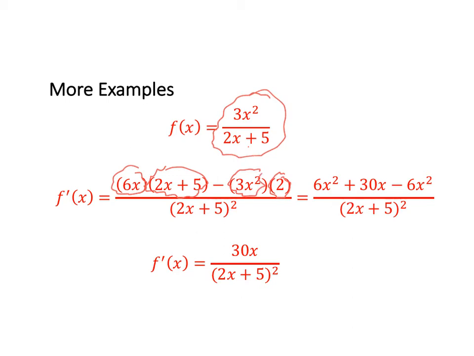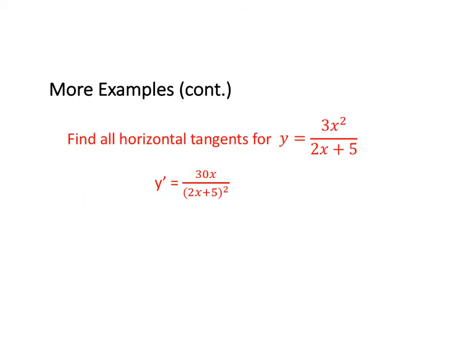Distribute, combine like terms, and we come out with the derivative of this function is 30x over 2x plus 5 quantity squared. All right, let's look at another example.